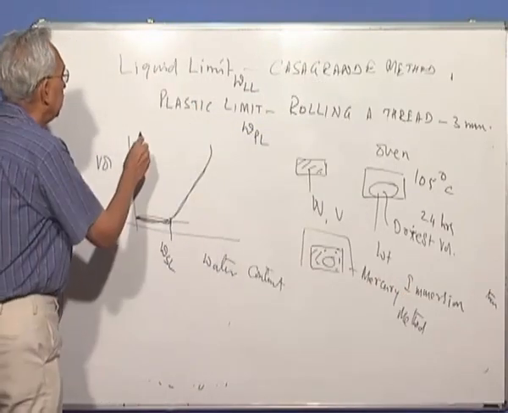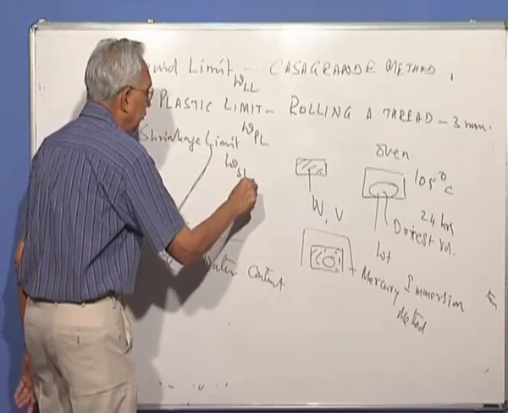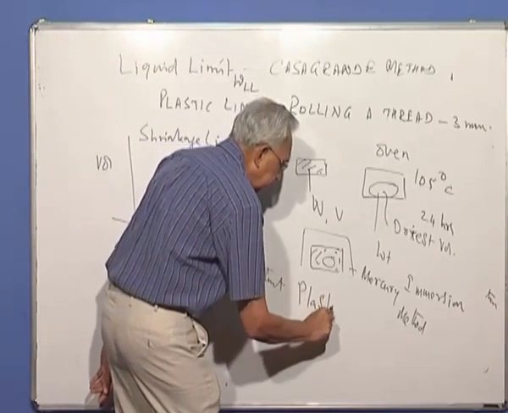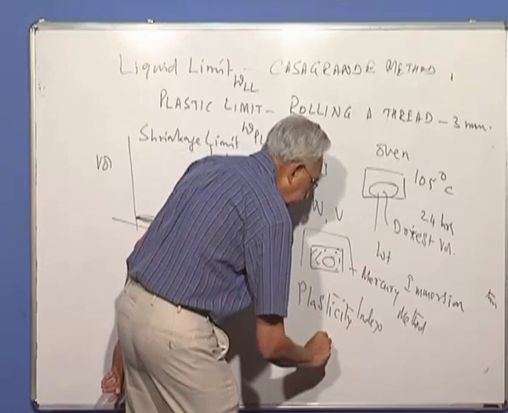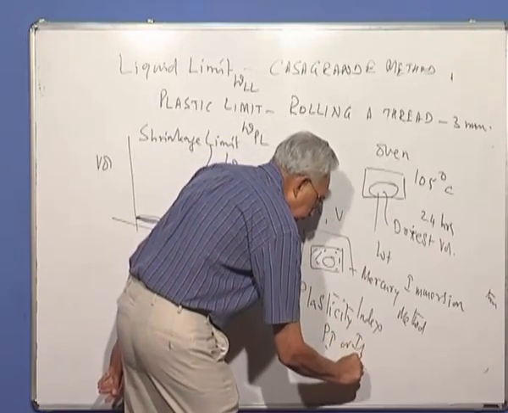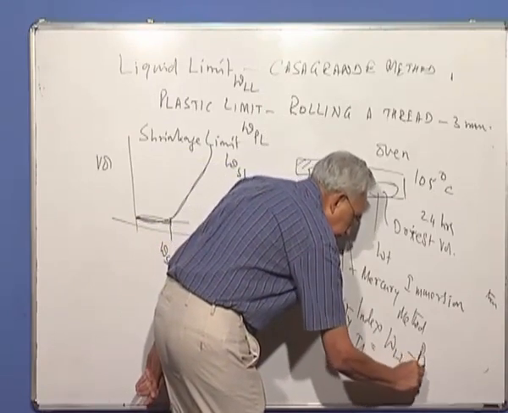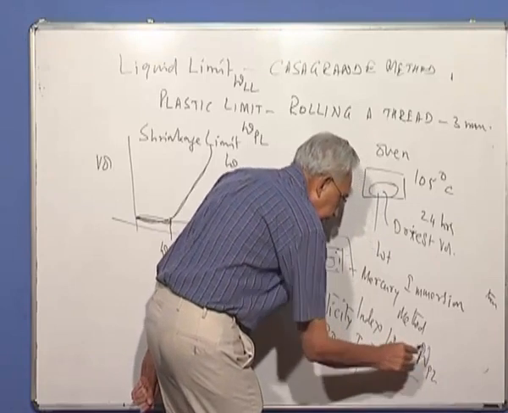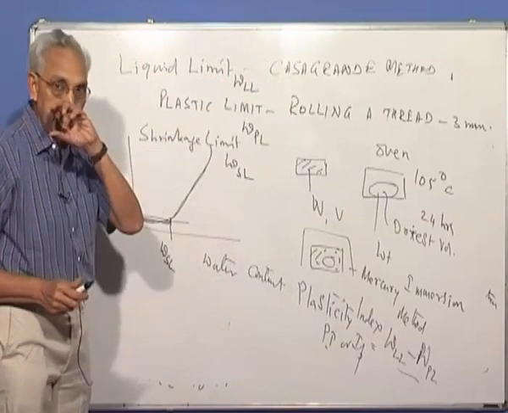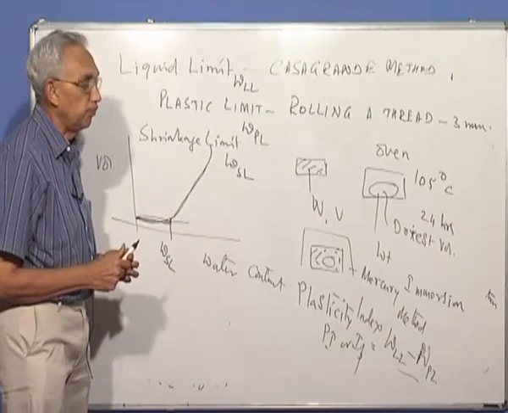So we can now determine the shrinkage limit. We have another very important parameter called the plasticity index, which we write as PI, or some people write as IP, which is nothing but liquid limit minus plastic limit. What does it tell me? It is the range of water contents over which the soil behaves in a plastic state. That is very important in terms of characterizing fine-grained soil.